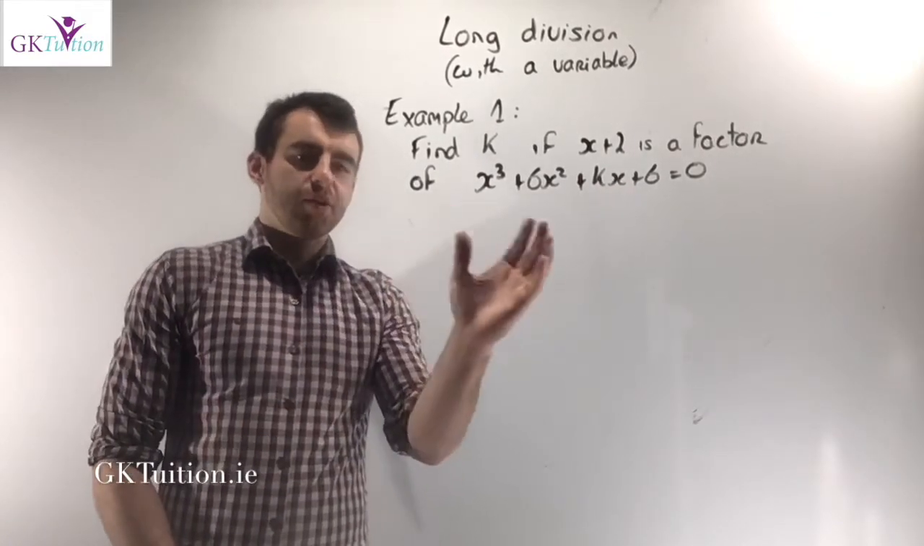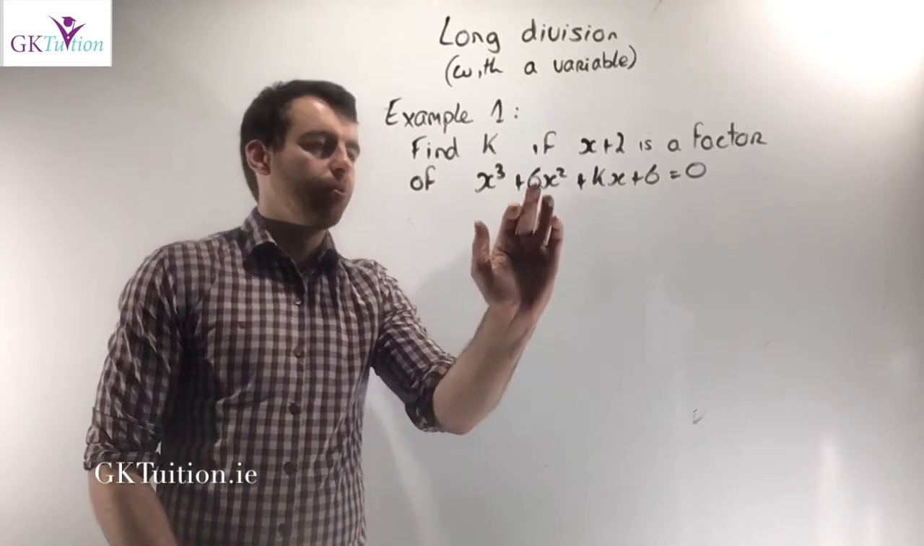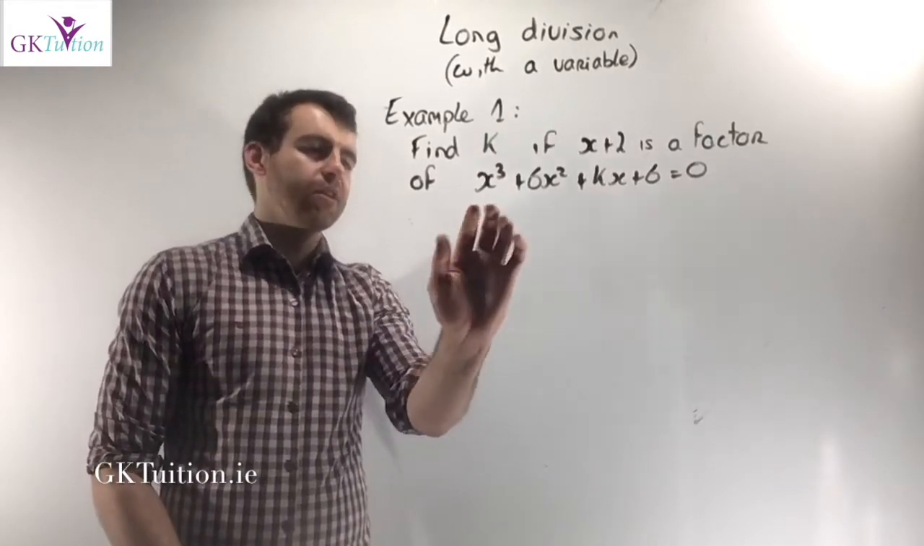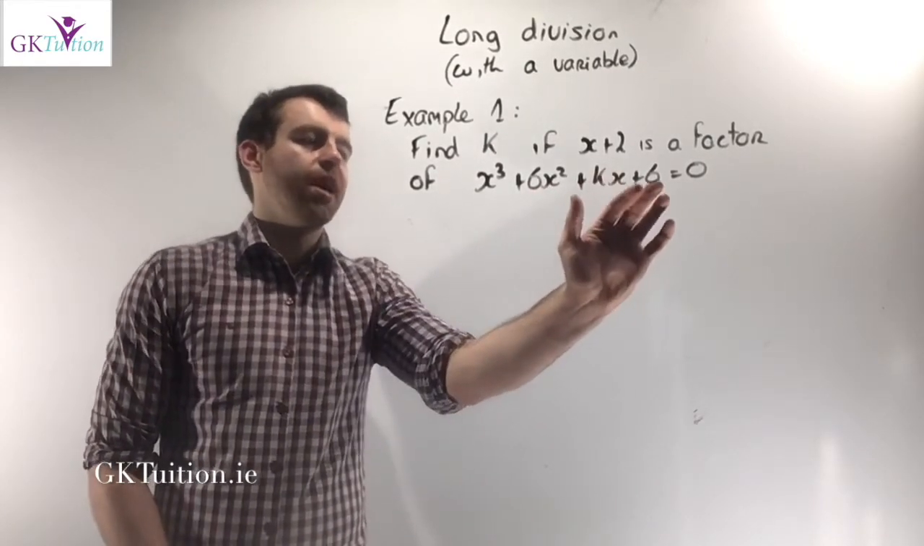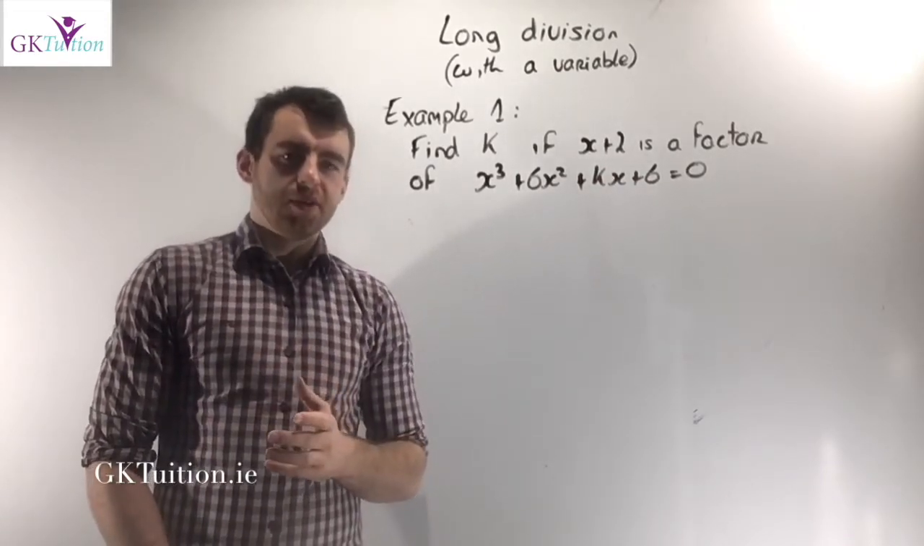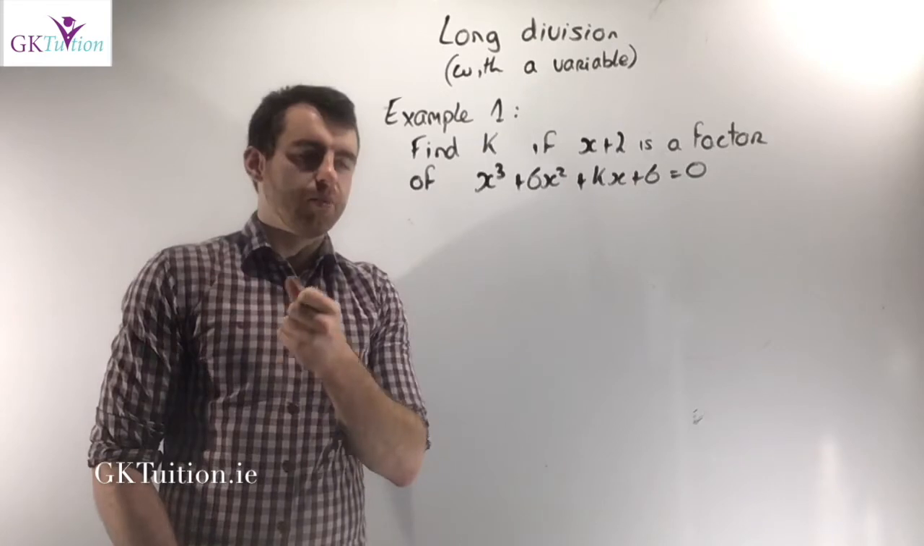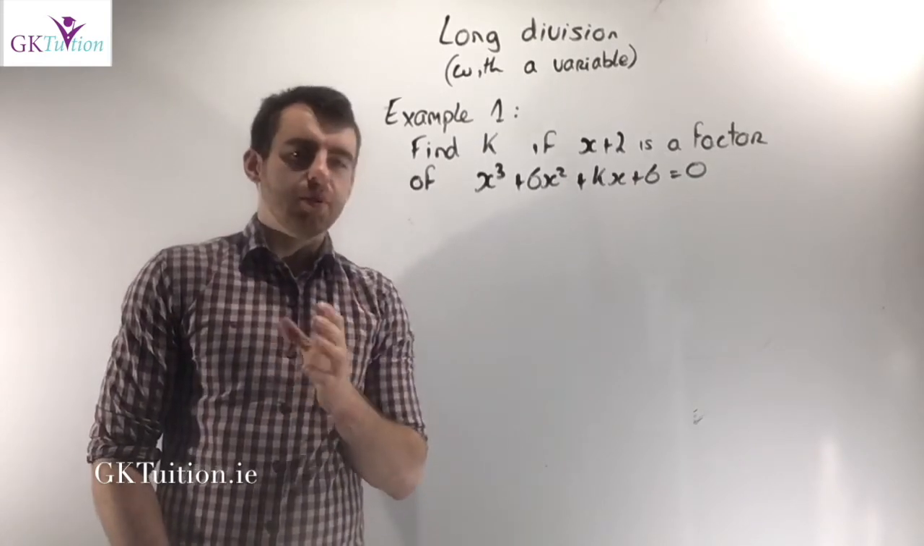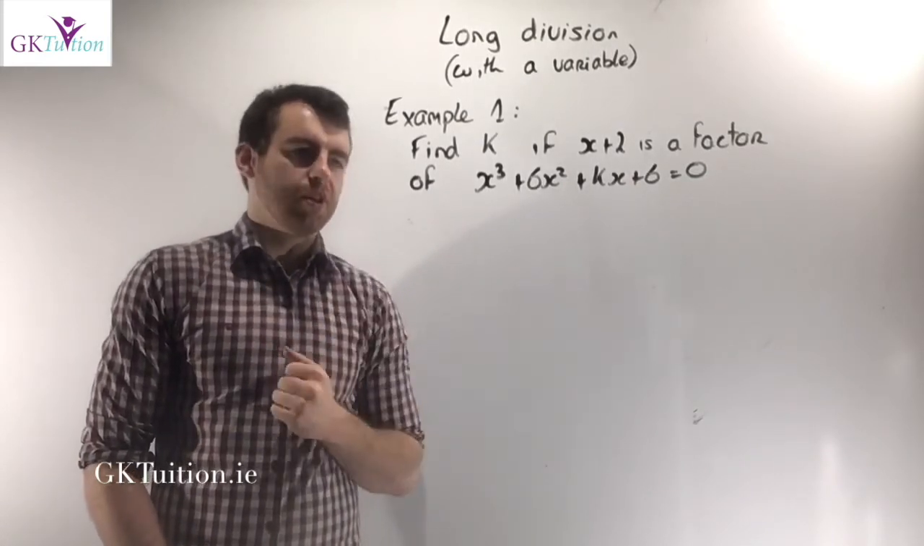So in this case, as we go through this video, we're going to have cubics, but we're going to have unknowns. In this case, we have x cubed plus 6x squared plus kx plus 6 equals 0. Now, there are two different ways of doing this. One of them is really straightforward and one of them is a little bit harder, but we need to do it both ways as we move through this material.